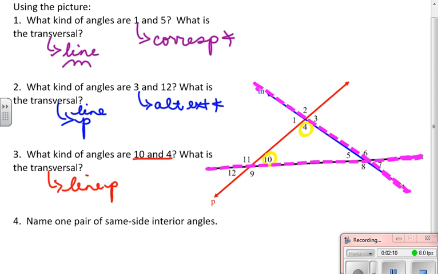Now, 10 and 4, they're on the same side of the transversal. They're inside the intersecting lines, so that makes them same side interior angles.